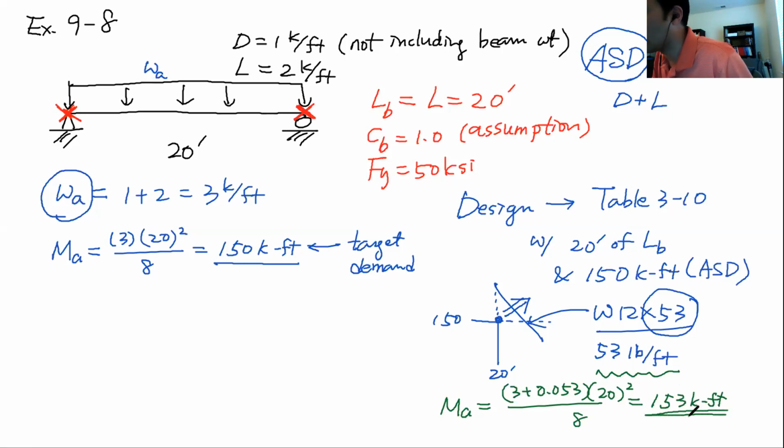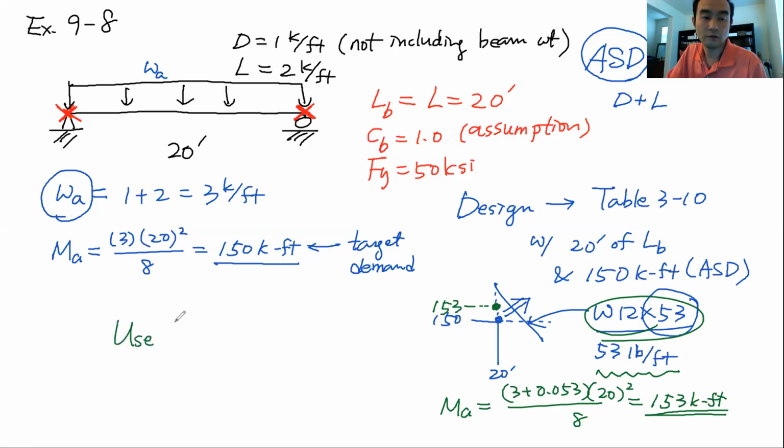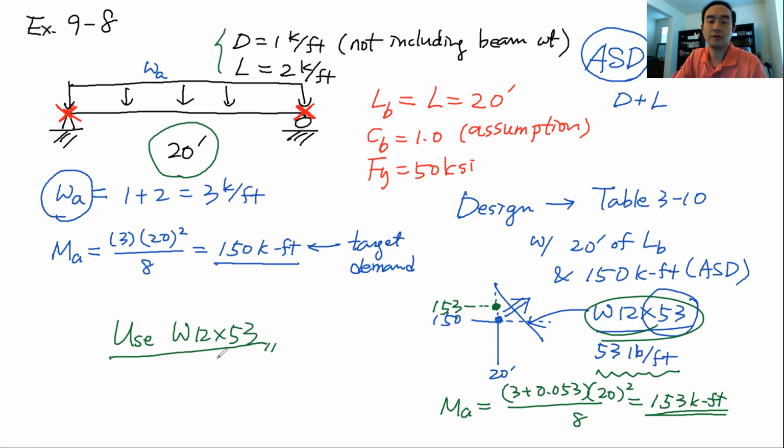Okay, so now we're going to go back to the chart and do the same thing. Instead of 150, now this is going to be 153. So our point is going to be somewhere here. And when you read the chart again, it will give us the same answer actually, W12 by 53. So therefore, we're going to use the W12 by 53 section based on this given span length with this given loading. So this section is going to be good enough to support the load.